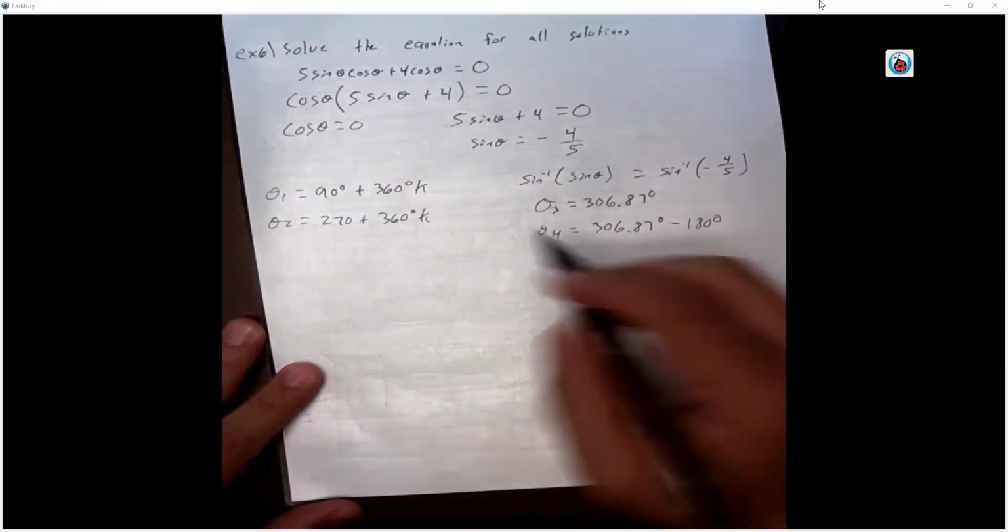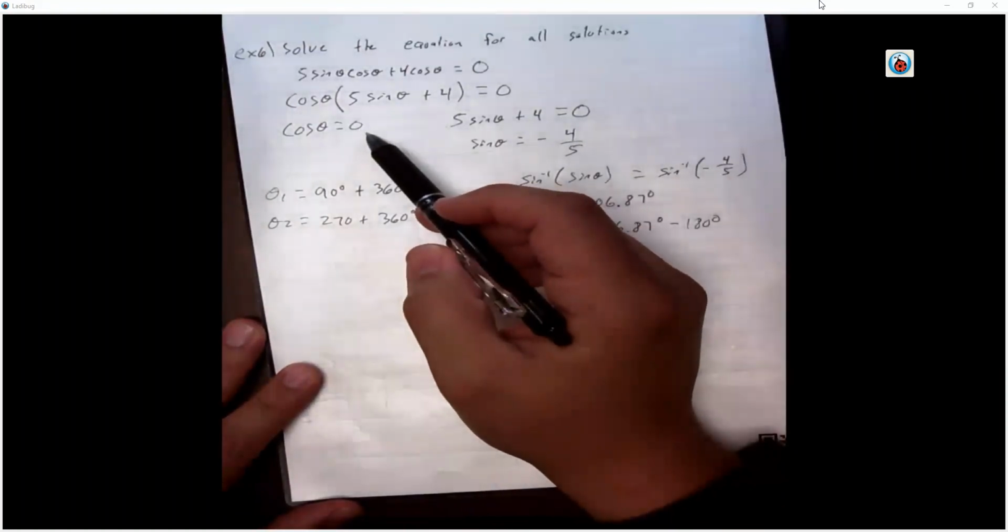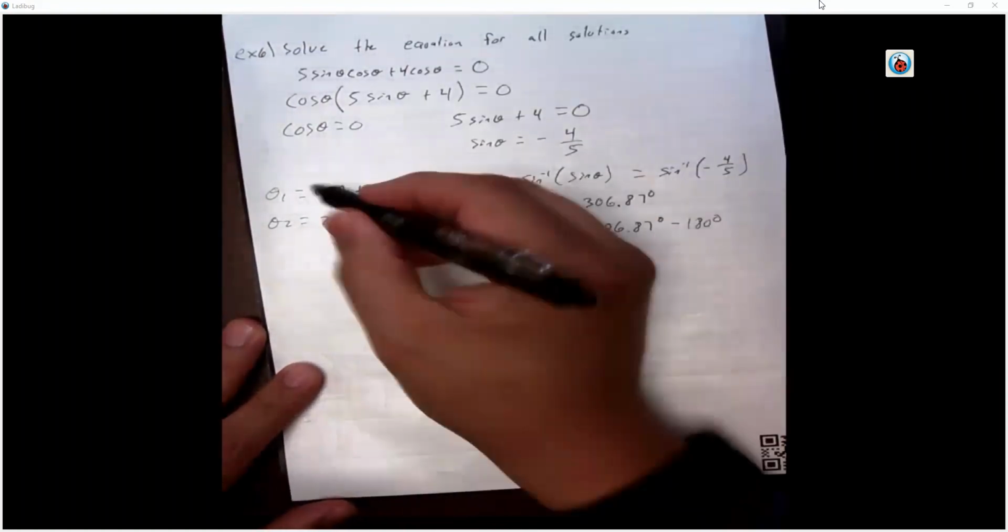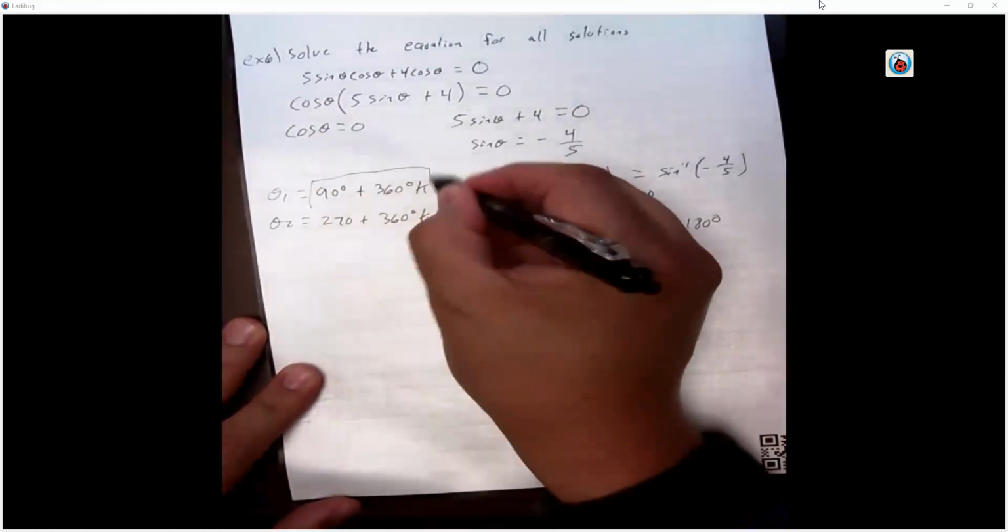Where does 90 come from? Unit circle. 90 degrees is where cosine is 0. See it?